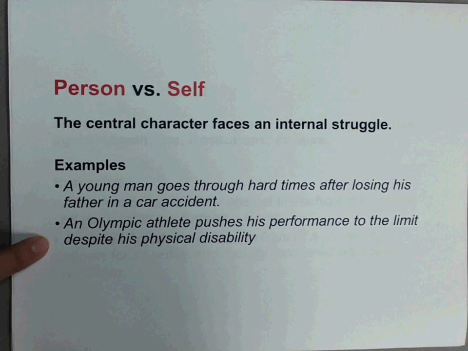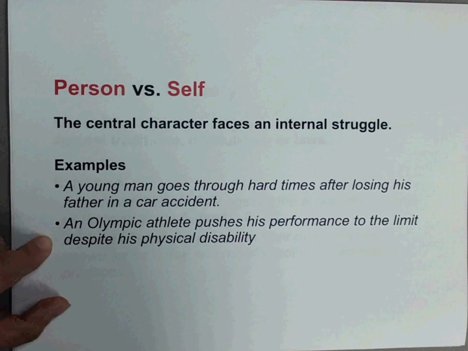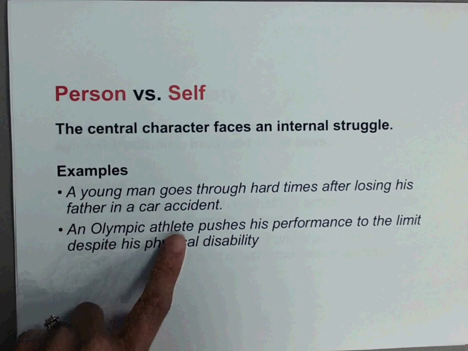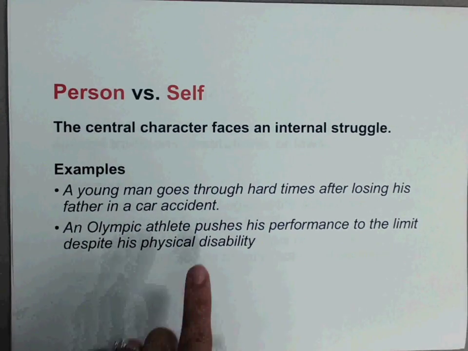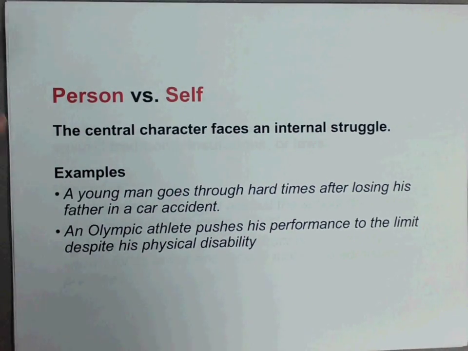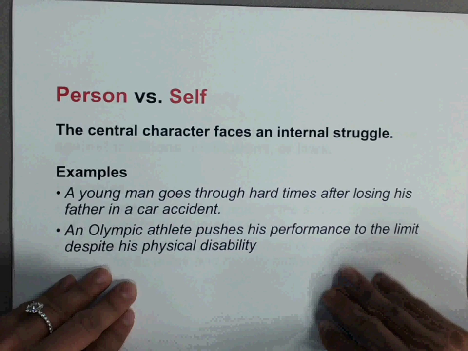The second example, an Olympic athlete pushes his performance to the limit despite his physical disability. Okay, so the athlete is struggling against his own personal physical disability. That's person versus self.